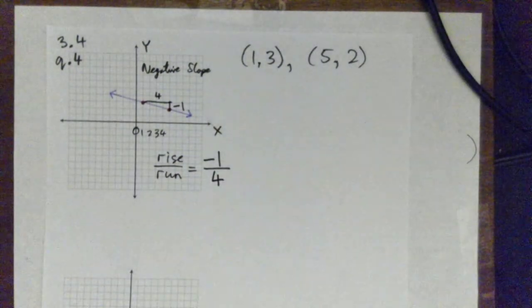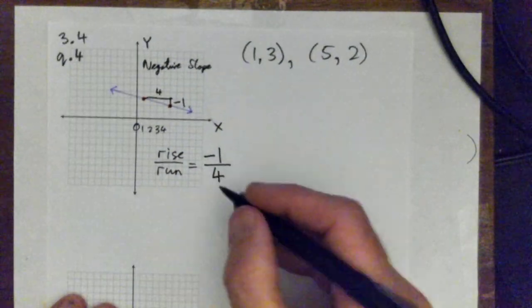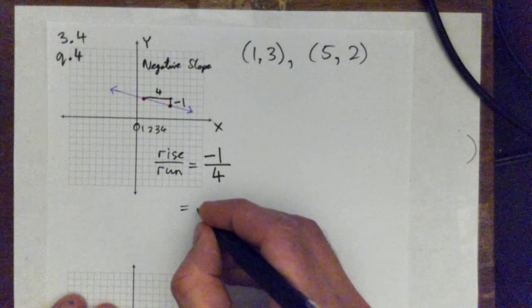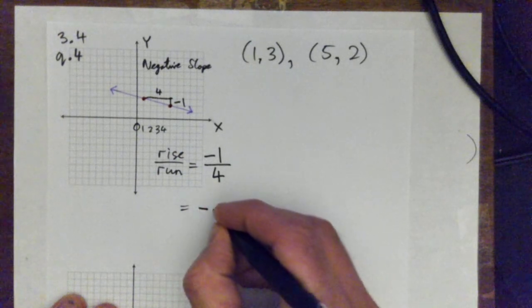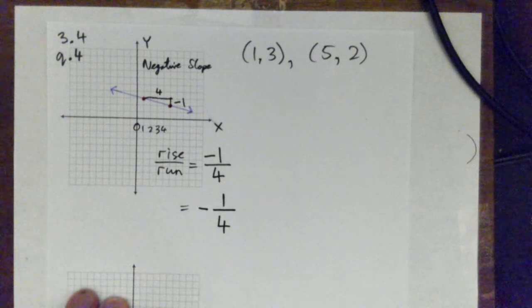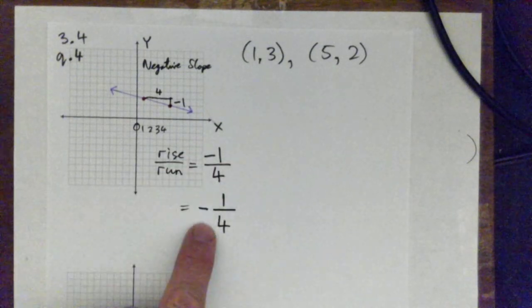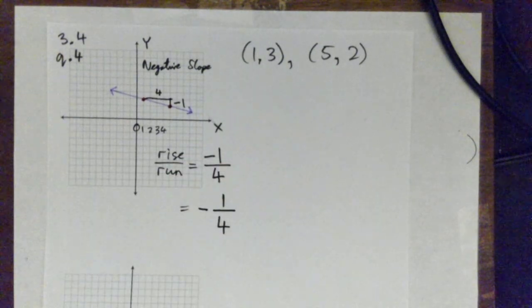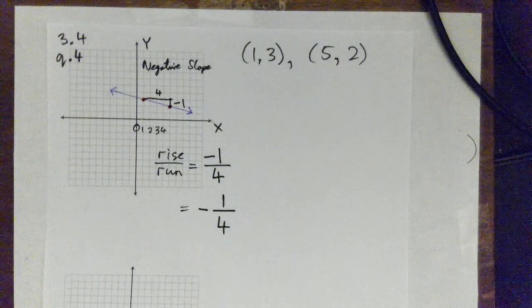So the rise over run is giving me negative 1 over 4. Write that with the negative in line with the fraction bar, and it looks like this, negative 1/4. Does that make sense? So negative 1 over 4 is the same thing as negative 1/4. Anyway, that's our slope from the graph.